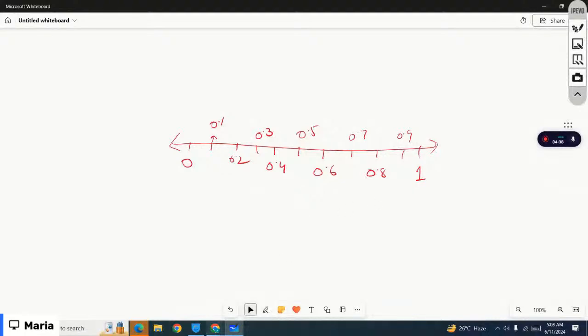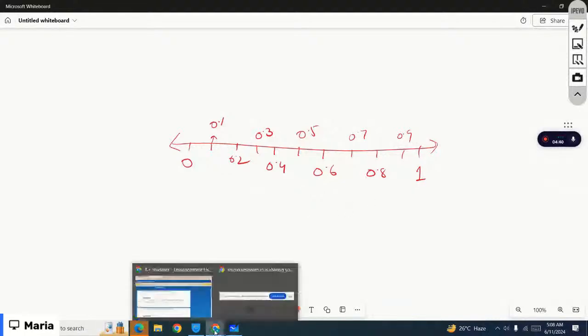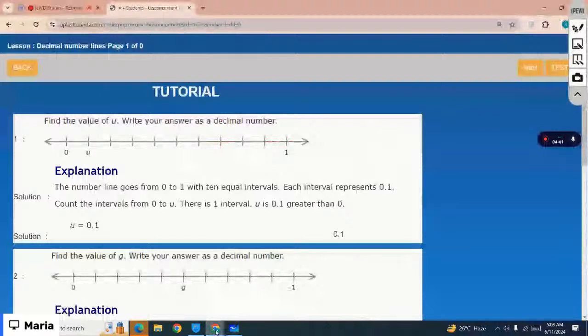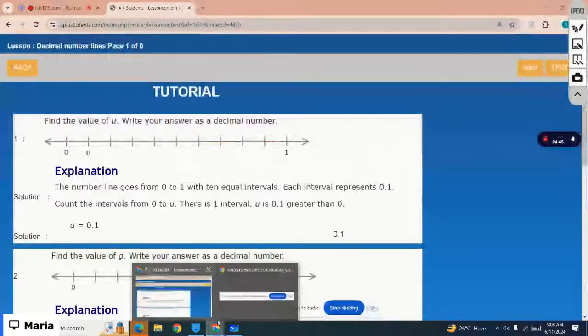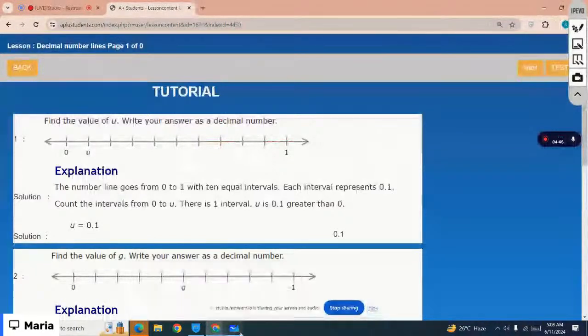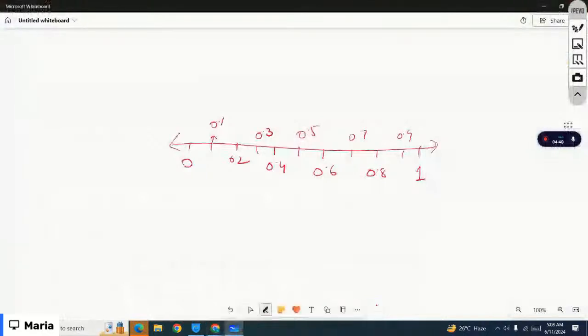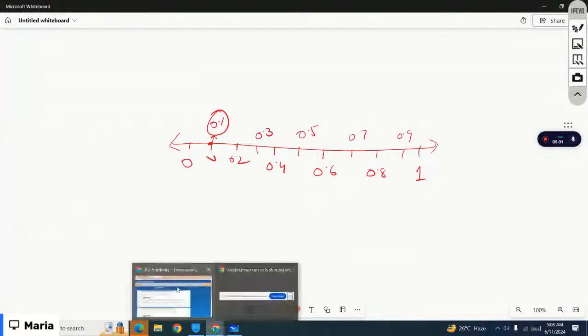So now in the example, the first one is labeled as u. That means between 0 and 1, u equals 0.1. The correct option is 0.1. Got it? Okay, let's just start with the practice questions.